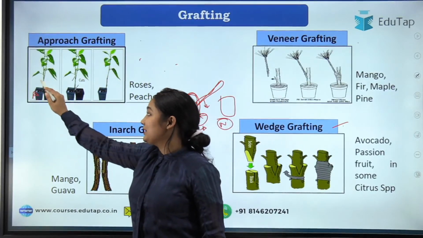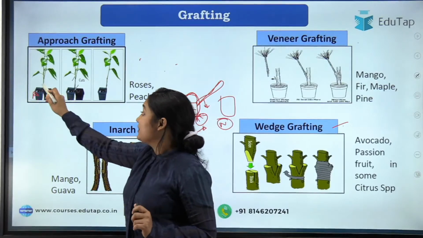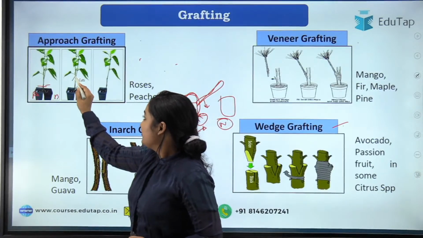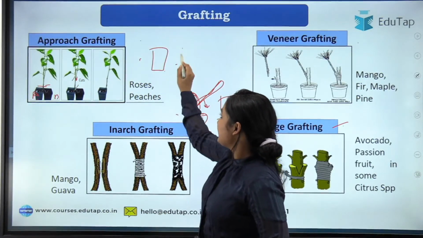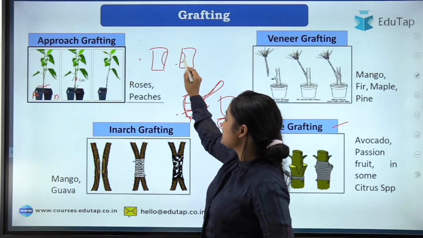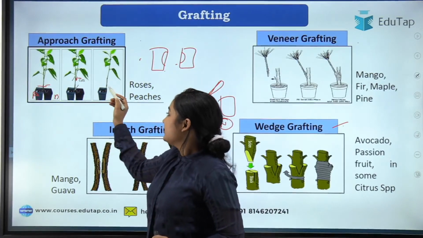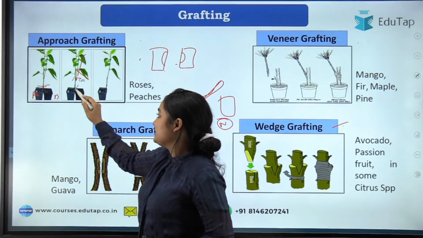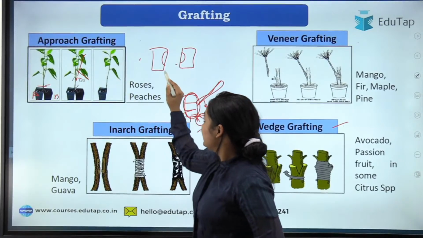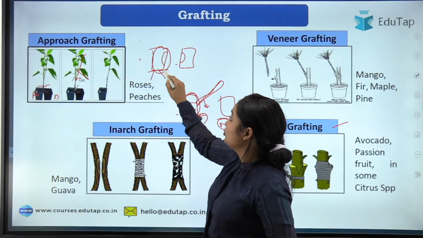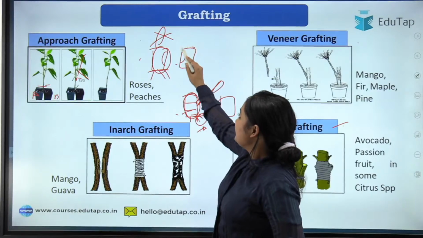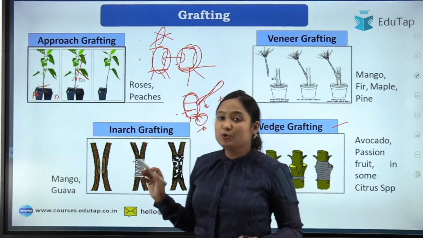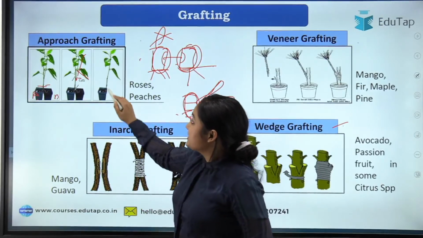So A and B, similar species of plant are there. We are closing them. Then what we are doing, for some time we will cut some part. Suppose this is plant A, this is plant B. We will cut some part here, we will cut some part here, and we will close them. After a few days, what happened? We cut the part we don't need, meaning the main plant. Suppose from this plant we only need the root, so we will cut its top, and from this plant we want the upper part, so we will take it here and we will remove it from the root part. Okay, so this is approach grafting.